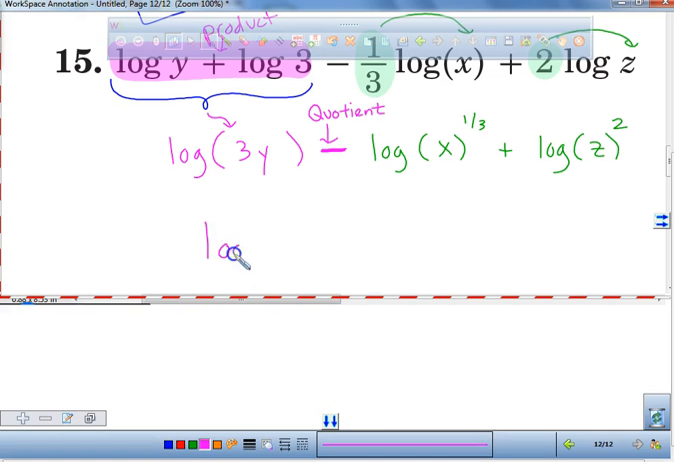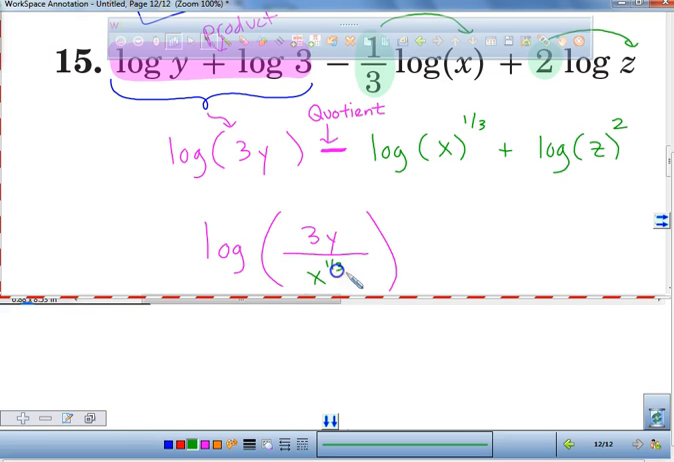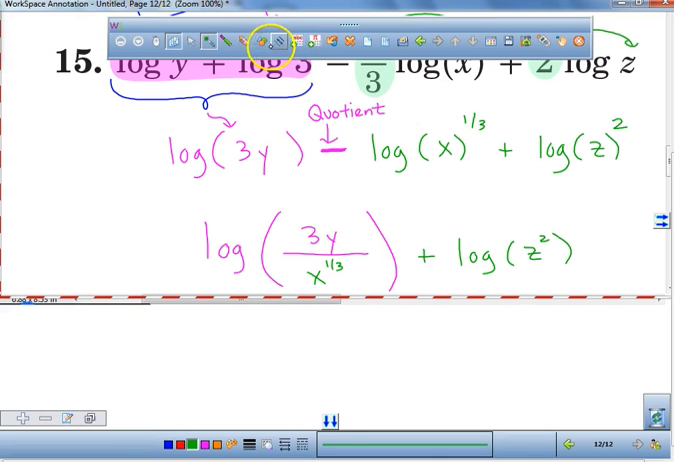So, Jennifer, what do you think is going to go on top? We're trying to combine this right here. That's right. Angela, what's going to be in the denominator? X to 1/3. Good. Okay. Then we put plus log z squared. Put that inside parentheses.